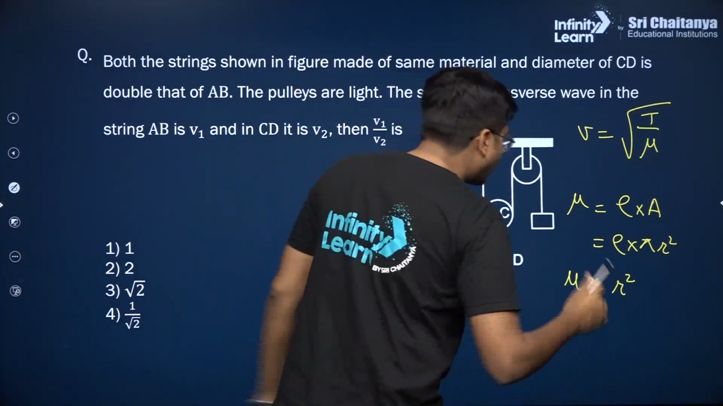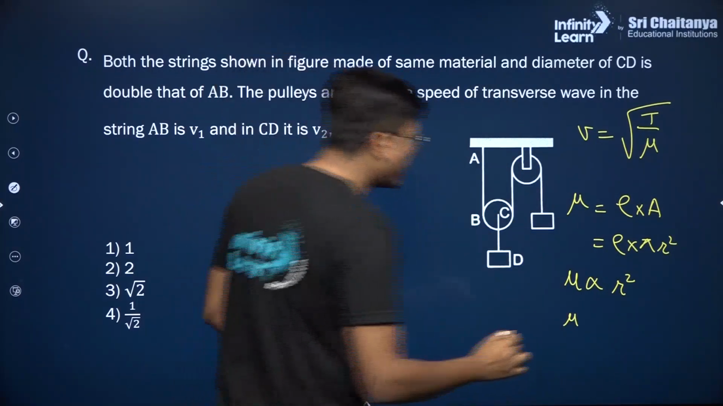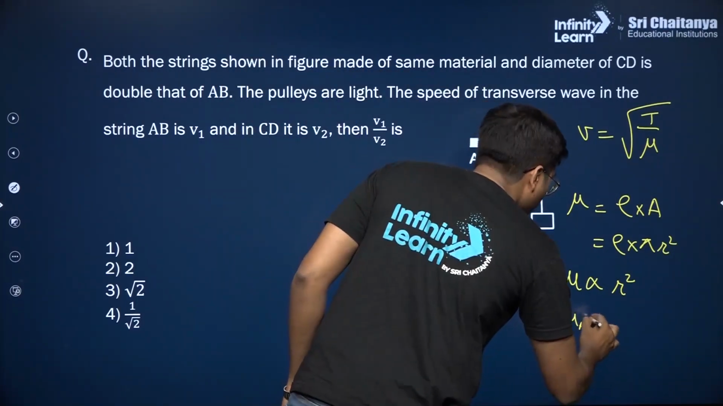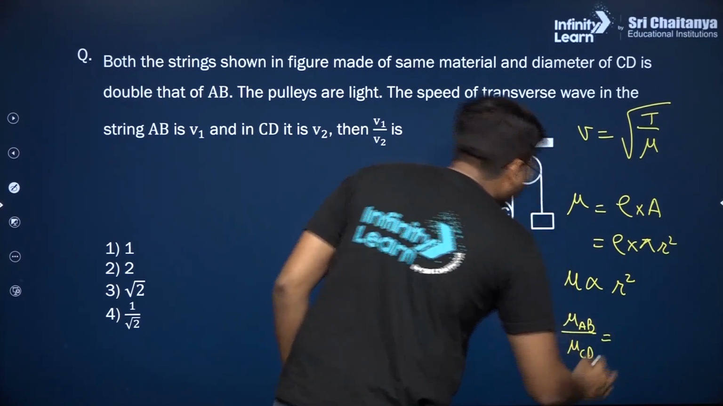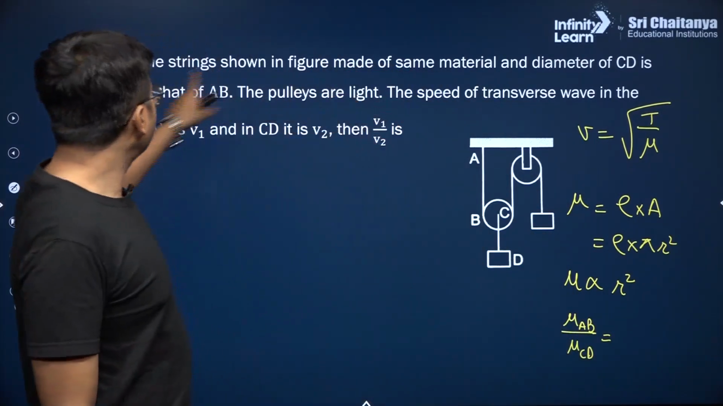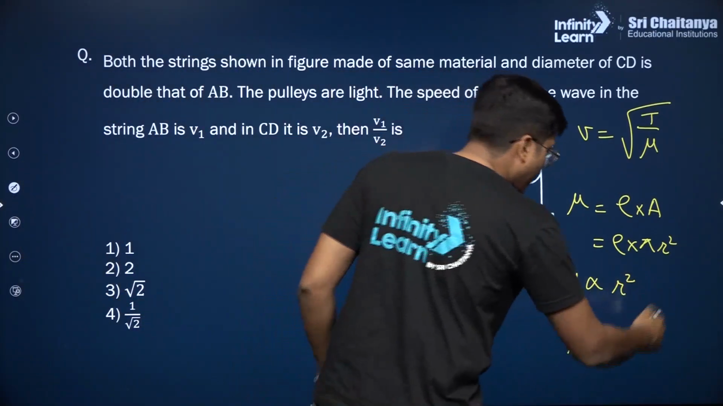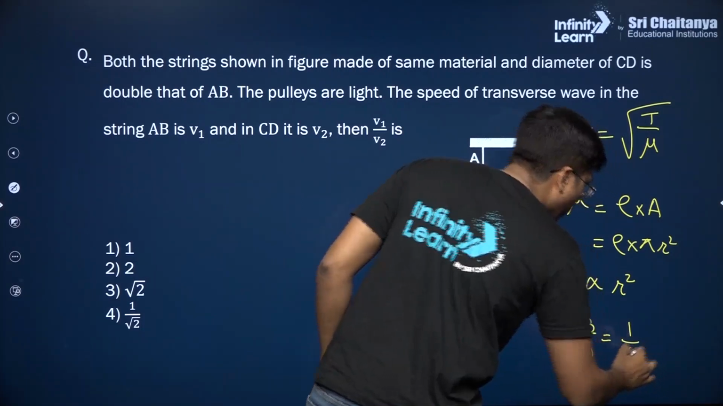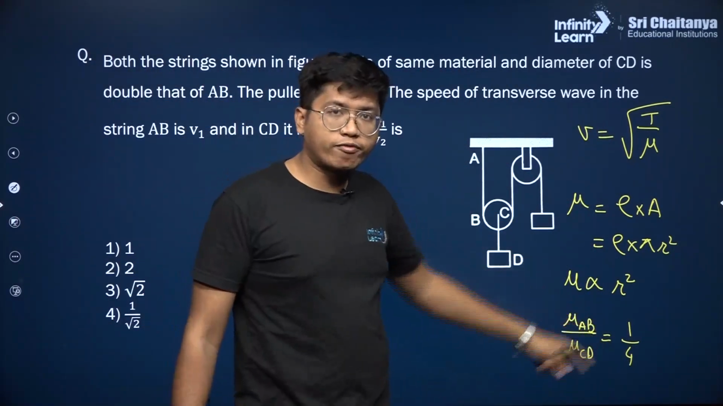So we know that mu AB by mu CD is equal to, it said diameter of CD is double that of AB, which means CD will have higher, so it would be 1 by 4. Because CD is 2 times, since it's squared here, so you get 1 by 4 from that.